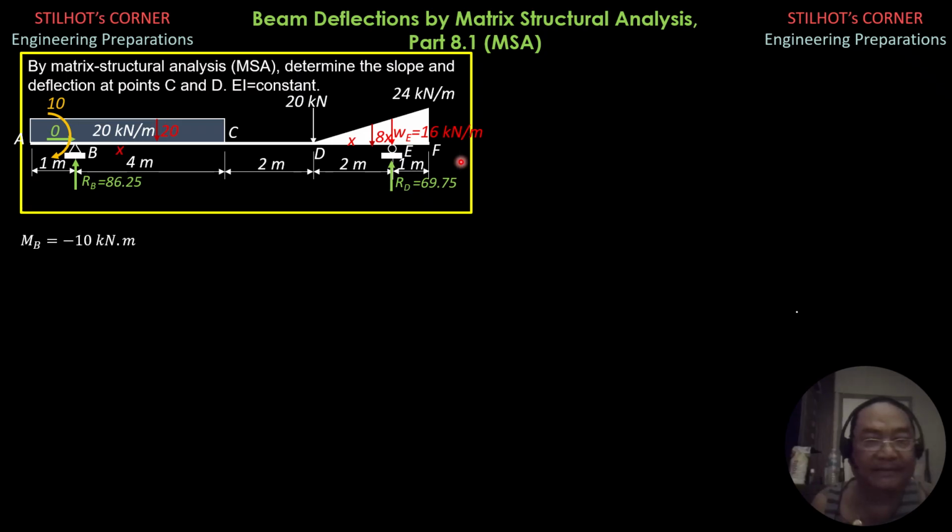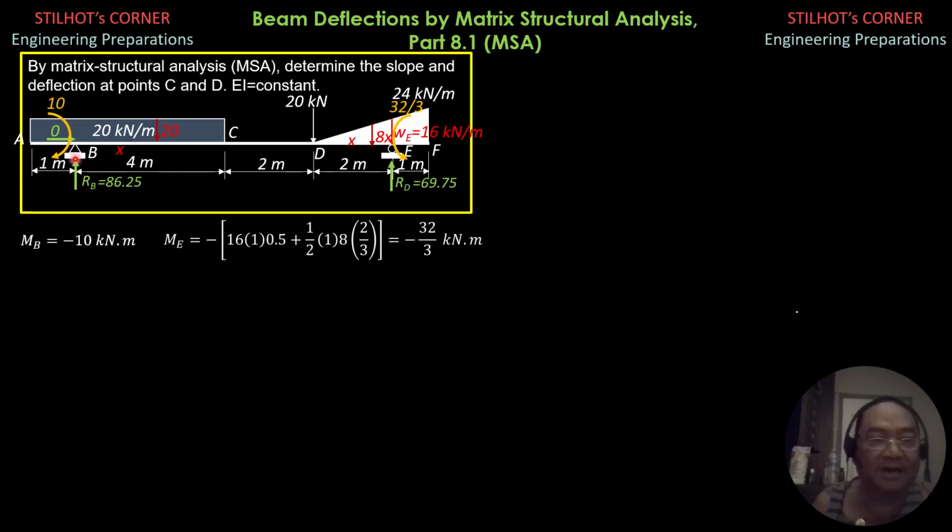Then moment at E, already calculated before, is negative 32 over 3 kilonewton meter. That is negative of the quantity 16 times 1 times 0.5 plus 1 half of 1 times 8 times 2/3. So negative 32 over 3 as shown. Then we plan to compute first theta B and theta E considering BE.